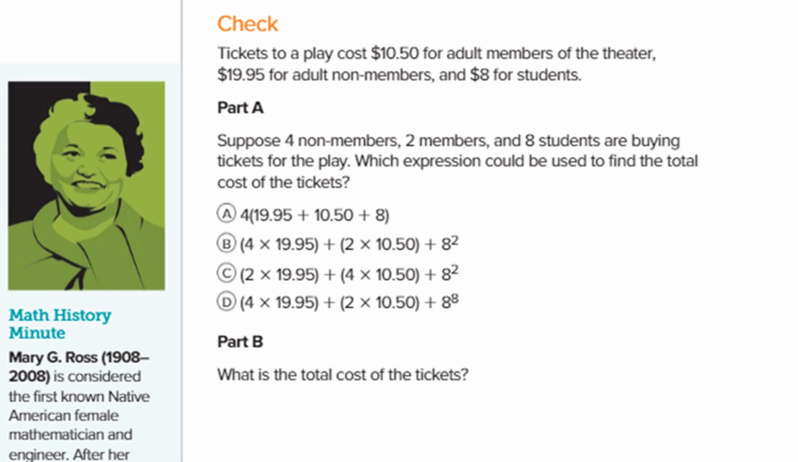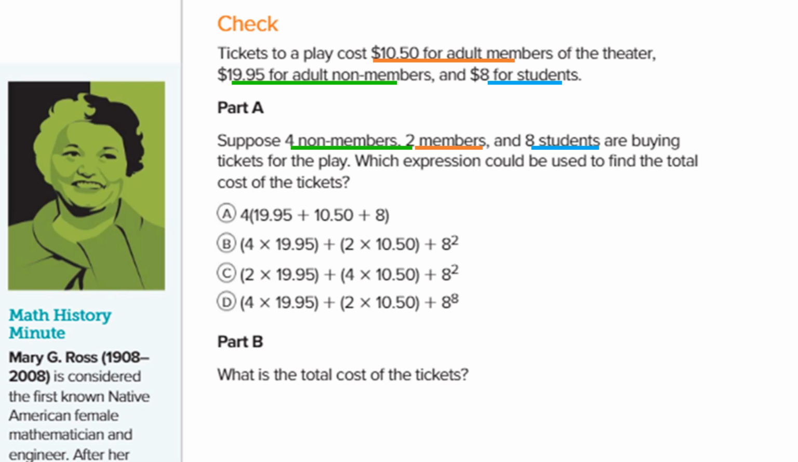Now, forewarning, they're always going to try to trick you on these. Don't let them trick you, right? So if you like to color code or you mark it in some way, just make sure you're matching up the correct information, because the cost for the tickets they put in a different order than how many tickets are being sold. Because when I first look, it says $10.50 for adult members, but I'm not given my member number of tickets first. I'm given it second. So make sure that I'm matching them up correctly. The $19.95 for adult non-members is where the 4 comes in. And then the students are $8 for 8 students.